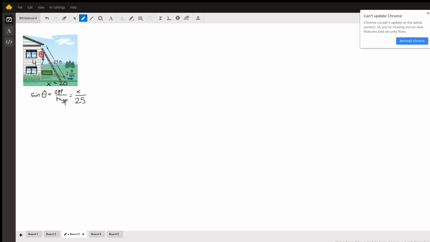Now we can derive an expression for theta in terms of X. The sine of theta is the opposite over the hypotenuse, which is X over 25. So that means that theta is going to be equal to the inverse sine of X over 25.